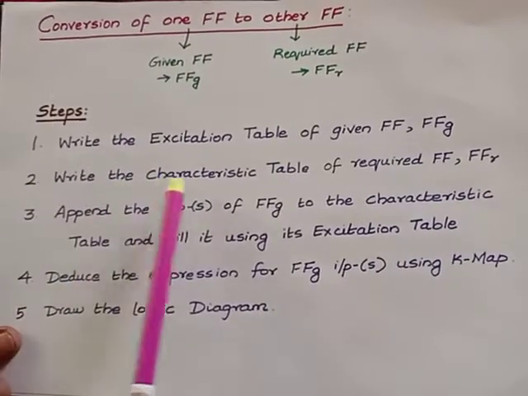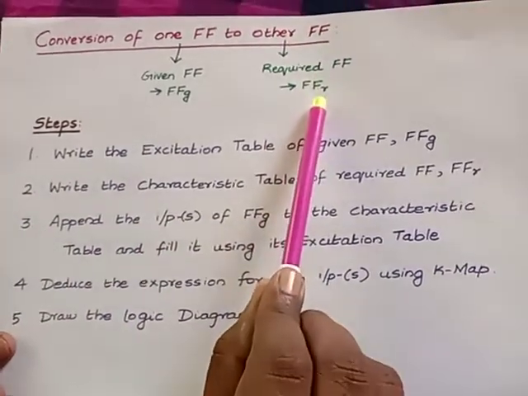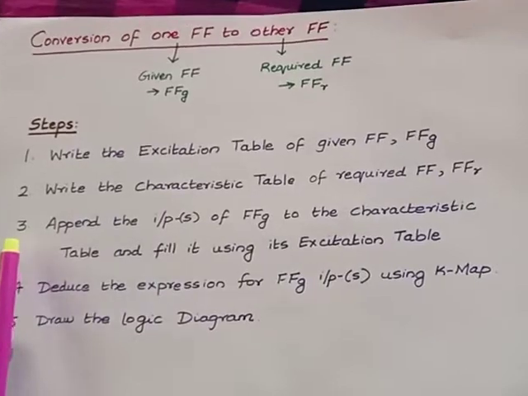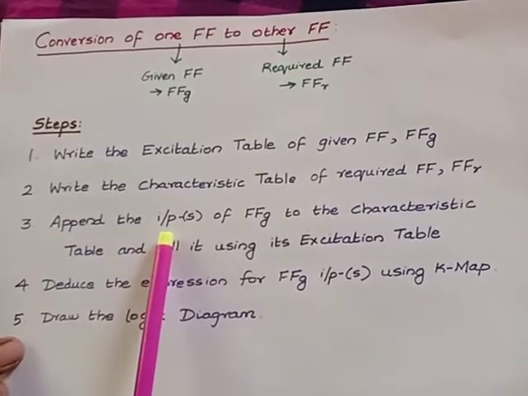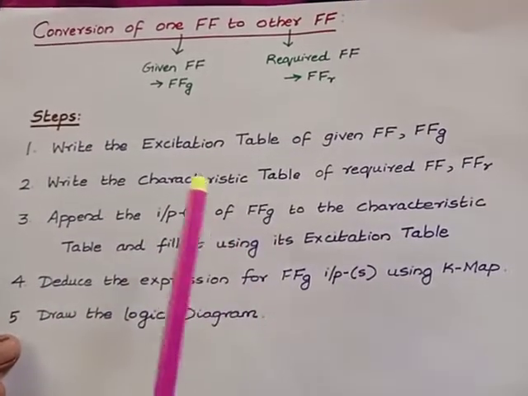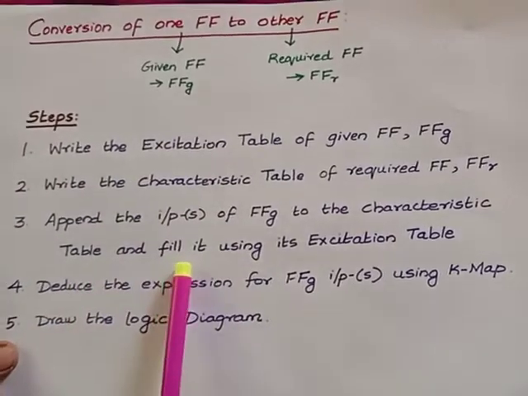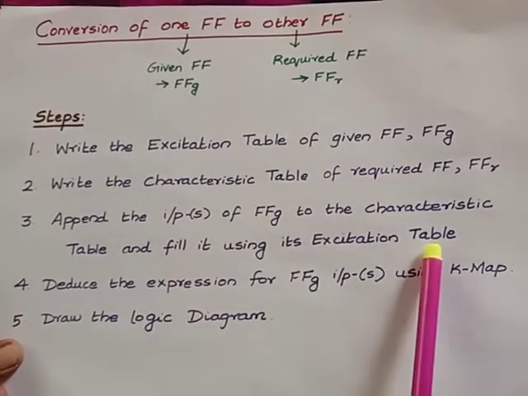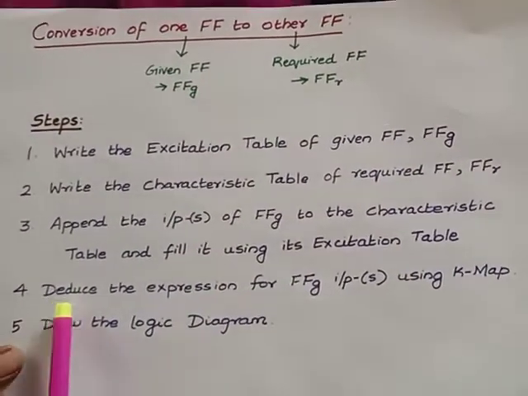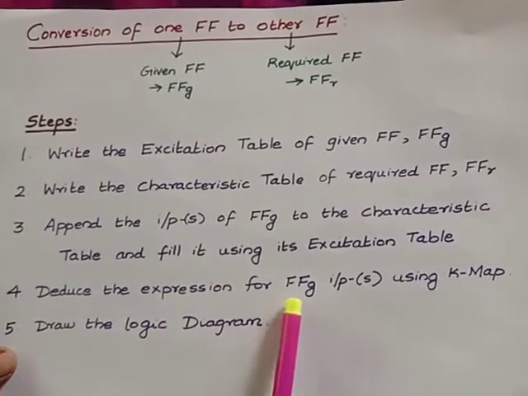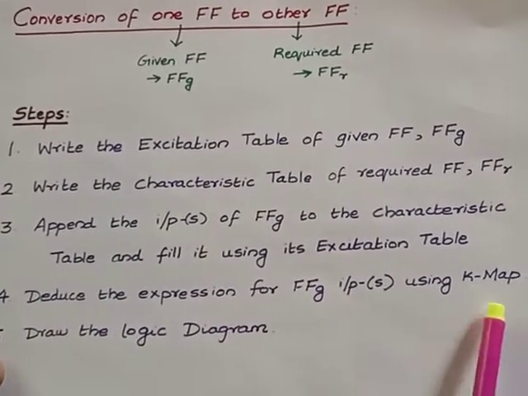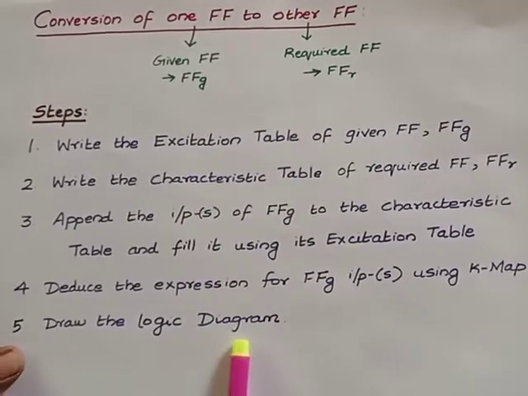Second step, write the characteristic table of the required flip flop. Third, you have to append the inputs of the given flip flop to the characteristic table and fill it using its excitation table. Fourth step, you have to find the expressions for the given flip flop inputs using K-map. Fifth step, draw the logic diagram.